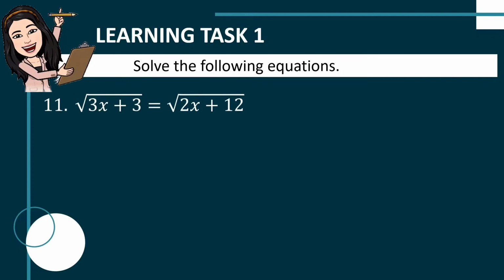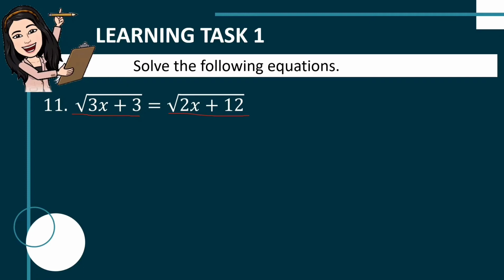Number 11. We have square root of 3x plus 3 is equal to square root of 2x plus 12. How many terms do we have? Yes, very good. We only have 2 terms. Huwag niyo sasabihin sa akin 4, ha? Kasi yung binomial natin na 3x plus 3 ay nasa loob ng iisang radical. Ganon din ang 2x plus 12. So, ibig sabihin, iisang term lang yan. Okay? So, therefore, we have 2 terms and they are already isolated.